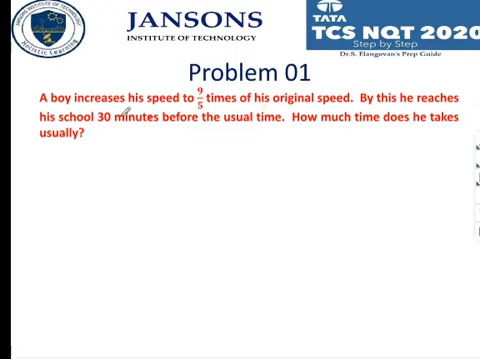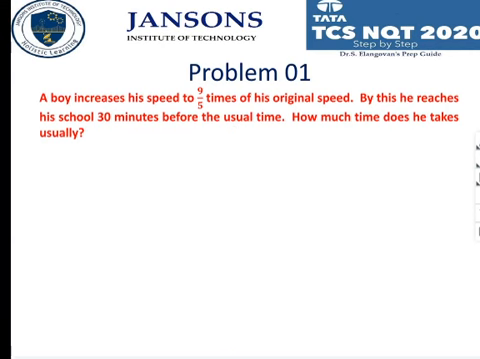Problem 1. It is like this. A boy increases his speed to 9 by 5 times of his original speed. So the original speed is 5 by 5 times, meaning 1 time. If it is taken as 1 time, then he has increased it to 9 by 5 times of his original speed. By this he reaches his school 30 minutes before the usual time. That is, if he is going at his average speed, he will take a particular time. Since he has increased, he reaches 30 minutes earlier. How much time does he take usually?